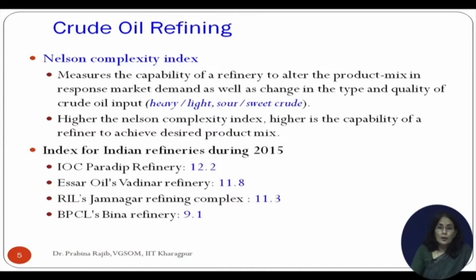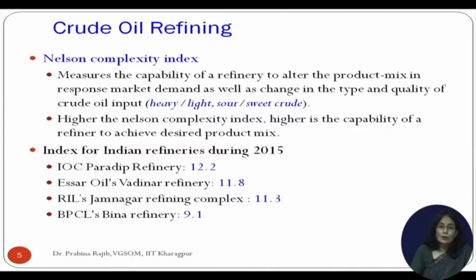So depending upon the advanced refining process a refiner has, which is measured by the Nelson Complexity Index, the higher the index, the better the capability of a refiner to take in all kinds of crude oil as input, and also change the product mix depending upon market demand. Let's say all of a sudden a company decides that aviation turbine fuel is in greater demand, then it may reduce the amount of petrol or diesel it is producing and focus more on producing ATF. So depending upon the Nelson Complexity Index, a refiner has the flexibility to change the kind of input it is taking in, and the output product mix can also be changed.